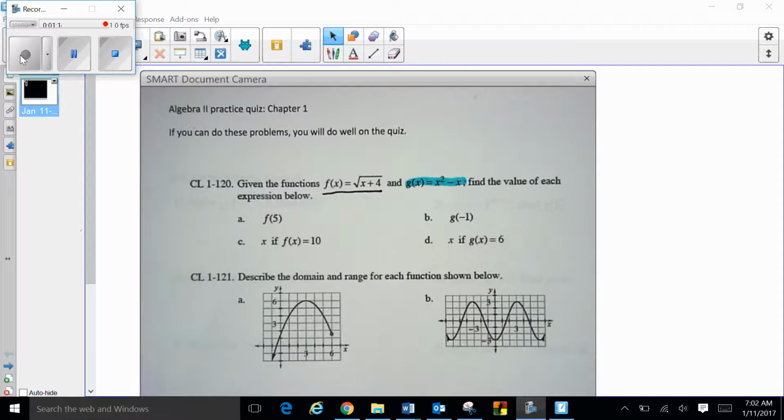Problems B and D refer to g of x, and I'm going to let you guys work g of x on your own today. If you still have trouble with it today, ask me tomorrow and I will work g of x with you before I make you do the quiz.